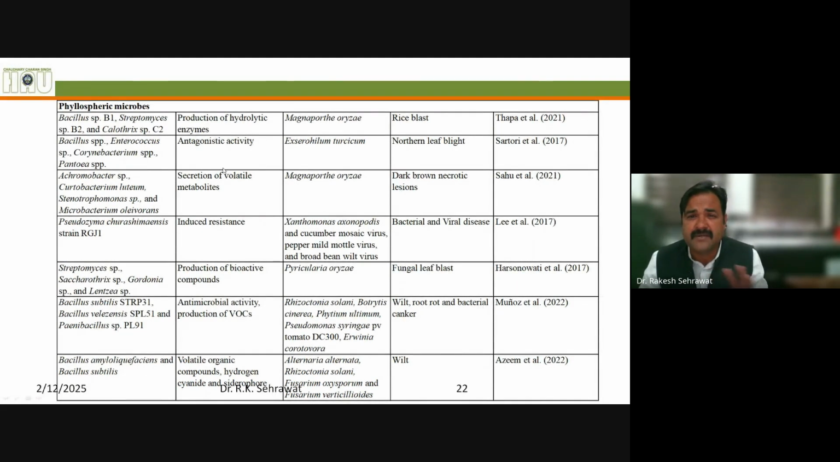And these are few research papers where they report phyllospheric microorganisms which are targeting airborne pathogens. The major one is Magnaporthe oryzae, which is responsible for the rice blast. And in Haryana as well, we don't have any chemical recommendation for the rice blast. So Bacillus species, Streptomyces, and Calothrix are targeting Magnaporthe oryzae. But the only thing is whether these microorganisms will survive on the phyllosphere of the rice or not. That's a major concern, because it's not that easy. Still, I included many phyllospheric microorganisms which are targeting different diseases, but I doubt how they perform in the field.